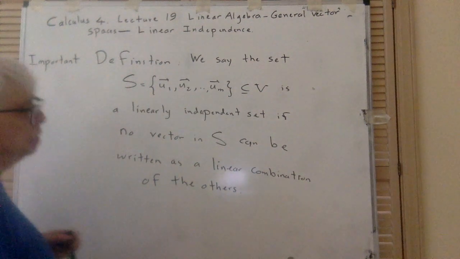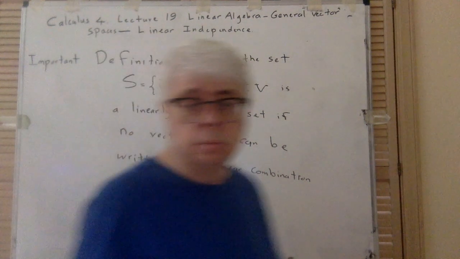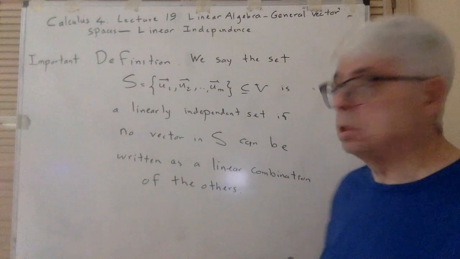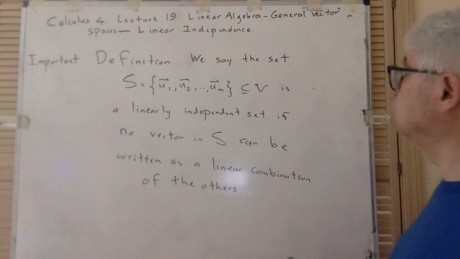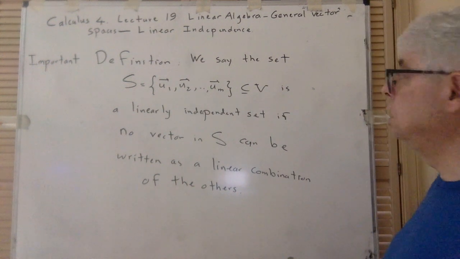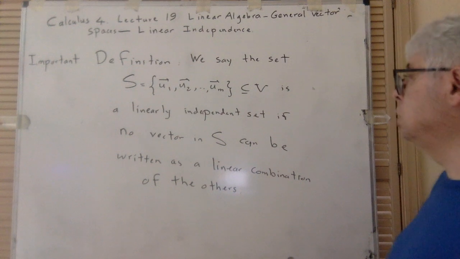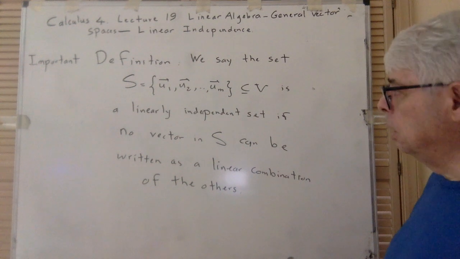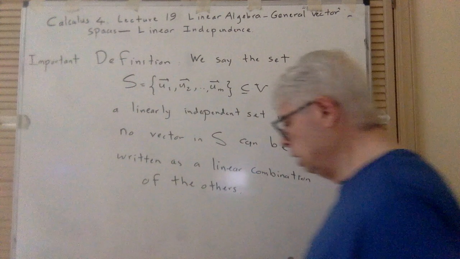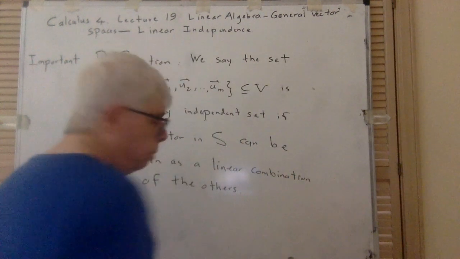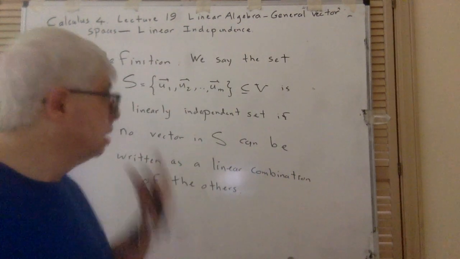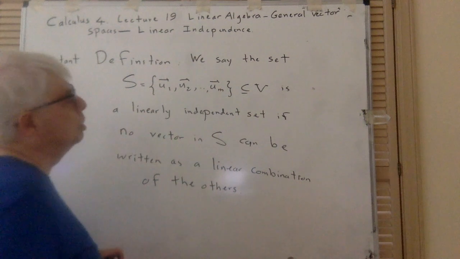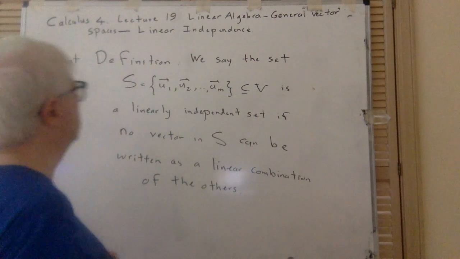Well, this is not easy to check. If a set of vectors is given to you and you are supposed to find out whether it is linearly independent or not, it's not easy to check. But sometimes it's not that hard. Let me give you an example that can be shown using this, in fact.